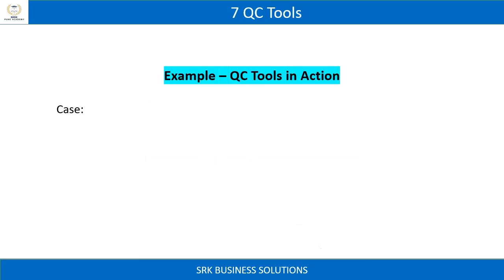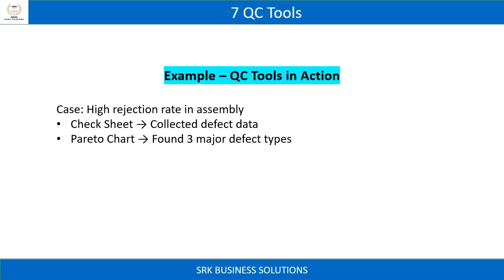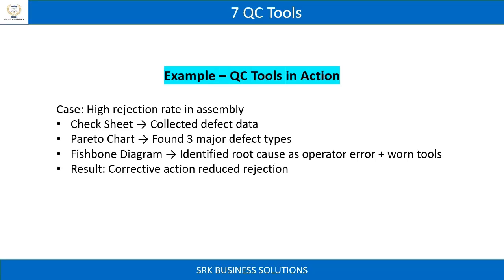Let's look at a practical example. A factory was experiencing a high rejection rate in its assembly line. The team first used a check sheet to collect data on defects. Next, they created a Pareto chart, which showed that just 3 defect types were responsible for most of the rejections. Then, they applied a Fishbone Diagram to find root causes, discovering that operator errors and worn-out tools were the main reasons. After corrective actions were taken, the rejection rate dropped by 40%. This example shows how the 7 QC tools work together to deliver real results.